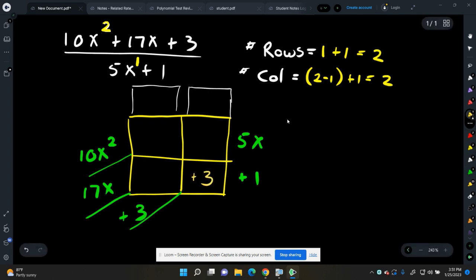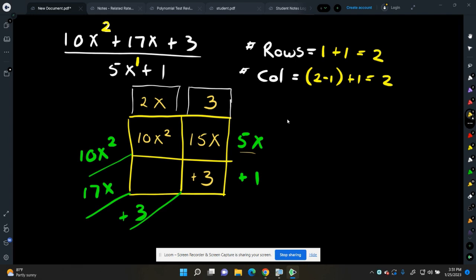Okay, so let's bring our corners in. Here's a plus 3, and this is 10x squared. All right, in order to get a 3 here, I've got a 1. I would have to multiply by 3. And that means 3 times 5x is 15x. Okay, in order to get a 10x squared here, what would I have to multiply that 5x times? 2x. 2x times 5x equals 10x squared. So now I have 2x times 1, which gives me 2x.